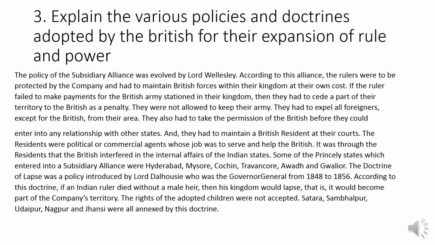Question 3. Explain the various policies and doctrines adopted by the British for the expansion of rule and power. Answer. The policy of the subsidiary alliance was evolved by Lord Wellesley. According to this alliance, the rulers were to be protected by the company and had to maintain British forces within their kingdom at their own cost. If the ruler failed to make payments for the British army stationed in their kingdom, then they had to cede a part of their territory to the British as a penalty.